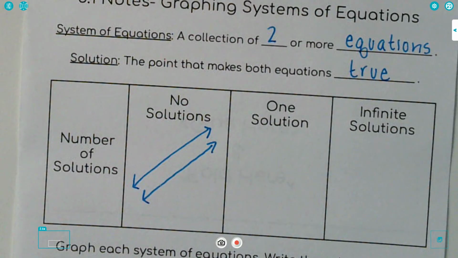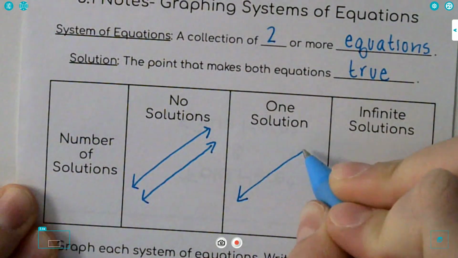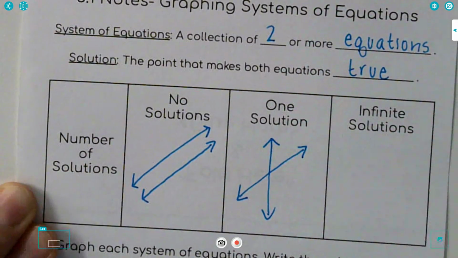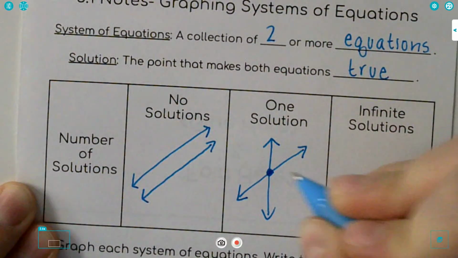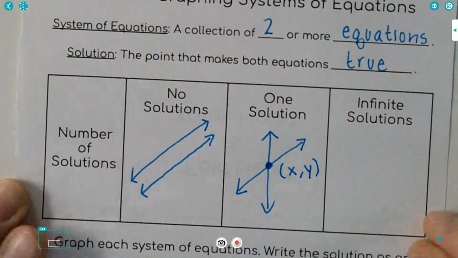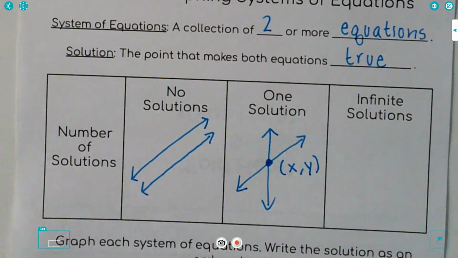Most of the time, your system is going to have one solution, and that is going to happen when our two lines cross in one place. Wherever they cross, that is going to be our solution. So like x comma y, it's an ordered pair, that's our solution. And we'll write it as an ordered pair.